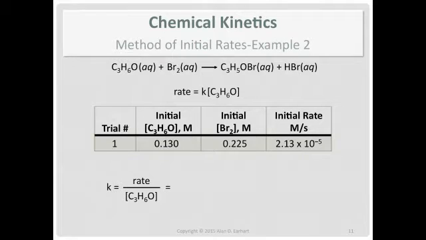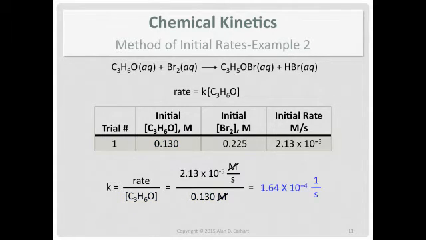So let's look at the value as determined from trial 1. So there's our mathematically manipulated rate law down below. So we pull the rate out. I have my units now. You have to put your units in when you determine the rate constant. The rate constant has units in it. And then divide it by the concentration of acetone. And you get this value numerically, and there are your units, 1 over seconds.